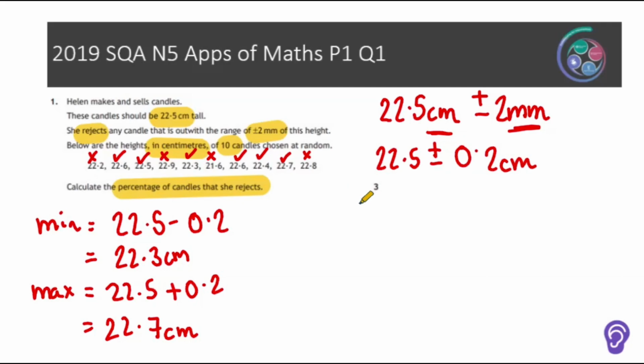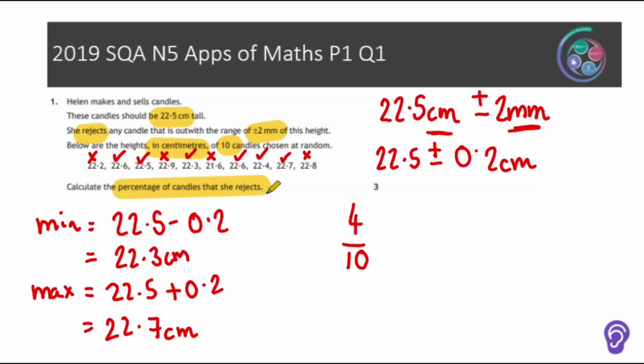It also means, again, if you make a mistake at this point where you've maybe identified one incorrectly, then you are clearly showing how many you think are accepted and how many you think are rejected, which would allow you to get a carry through mark in the next part of finding the percentage. So that is 4 candles there that are rejected out of 10. So I'm going to just write that as a fraction.